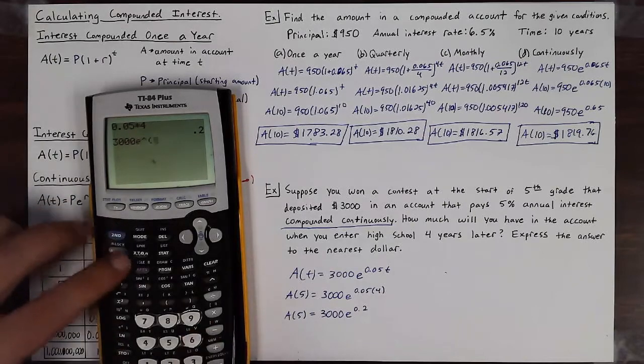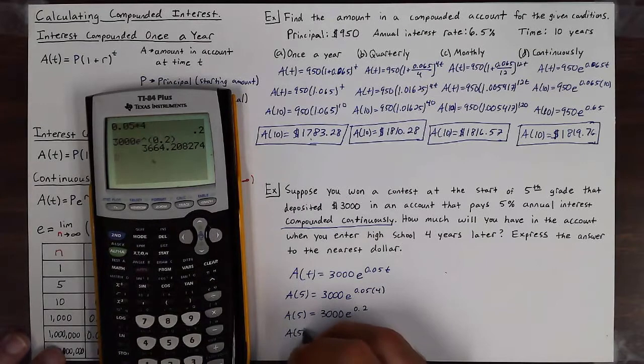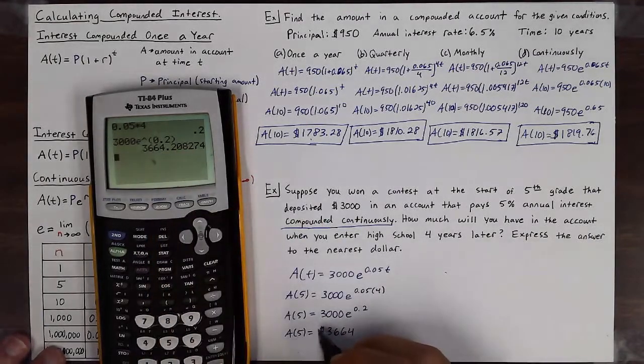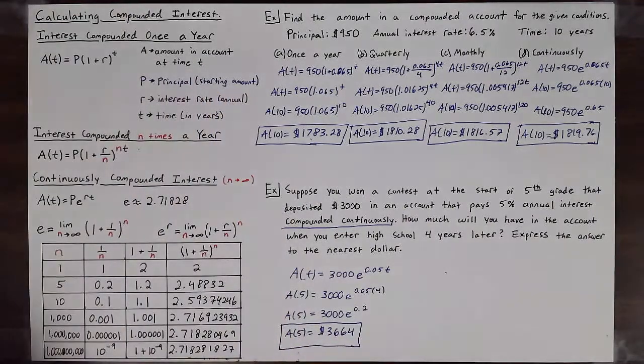which is $3,664. They want us to round to the nearest dollar, so I won't put the 21 cents. So over 4 years, it accrued about $600 just sitting there. And that is how you calculate compounded interest.